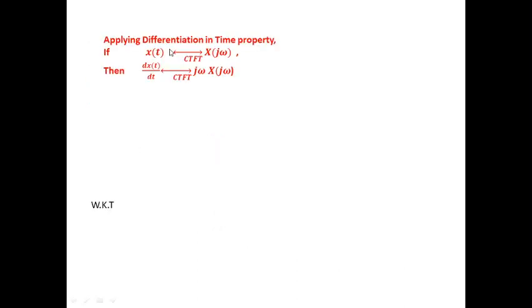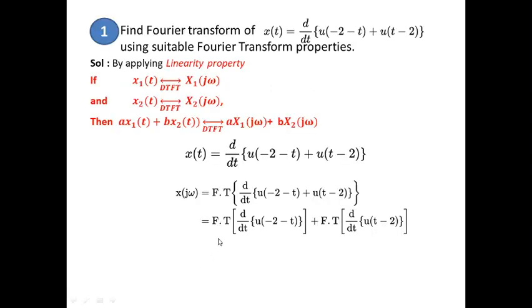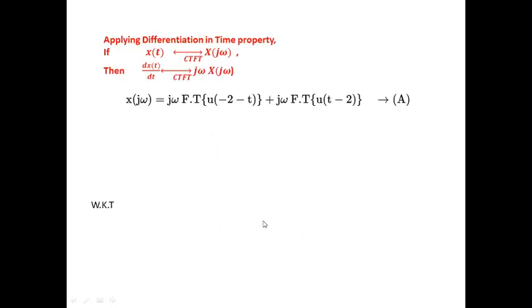When you apply the differentiation in time property, the statement you know very well: if x of t has the CTFT x of j omega, then dx of t by dt has the CTFT j omega into x of j omega. So the Fourier transform of d by dt of u of minus 2 minus t will be j omega into the Fourier transform of this signal, right? That is what we have written here. Instead of d by dt, we have replaced it with j omega into the Fourier transform of u of minus 2 minus t.